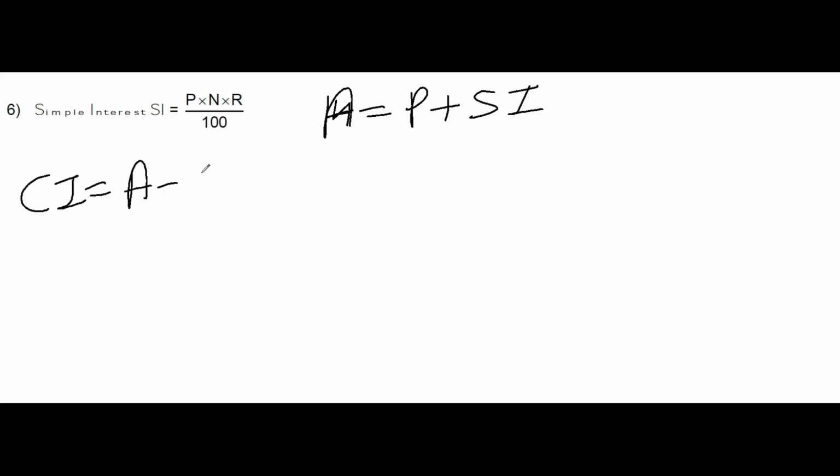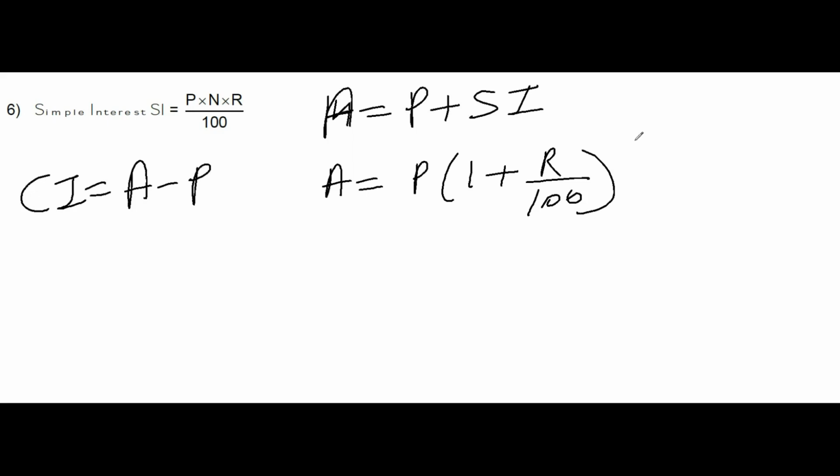Okay. So the simple interest formula will be PRN upon 100, and the amount formula will be your principal plus simple interest. Okay, this will be the formula to find the amount. In case of compound interest, we have compound interest is equal to your amount minus principal, and the amount in compound interest formula is P into 1 plus R upon 100 whole to the power of N.